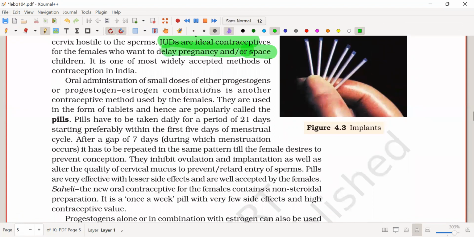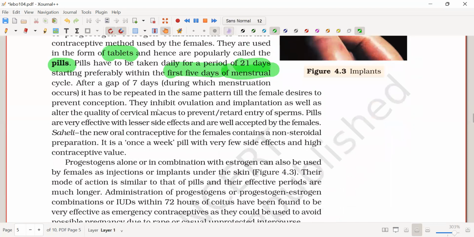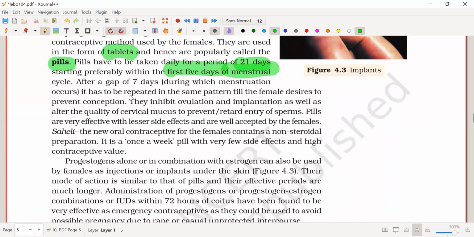Oral administration of small doses of either progestogens or progestogen-estrogen combination is another contraceptive method used by females. They are used in the form of tablets and hence are popularly called pills. Pills have to be taken daily for a period of 21 days, starting preferably within the first 5 days of the menstrual cycle. After a gap of 7 days, during which menstruation occurs, it has to be repeated in the same pattern till the female desires to prevent conception. They inhibit ovulation and implantation as well as alter the quality of cervical mucus to retard entry of sperms. Pills are very effective with lesser side effects and are well accepted by the females.